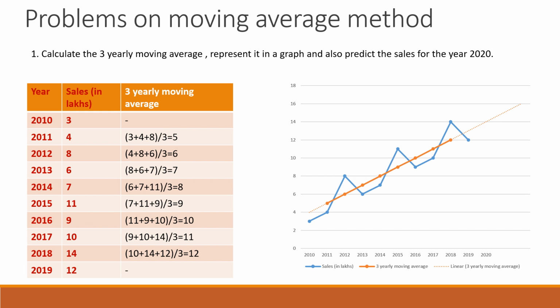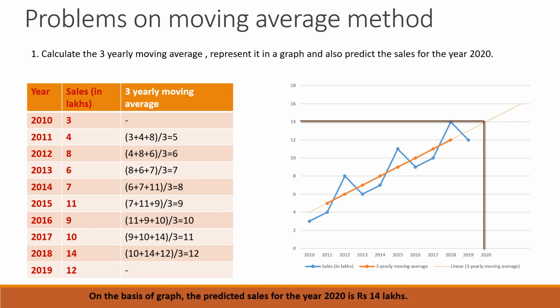It starts from 2011 and ends at 2018. As they asked to predict the value for the year 2020, we have to extend our trend line up to 2020. So by joining the horizontal and vertical lines, we can predict the value for 2020. So the value is, on the basis of the graph, the predicted sales for the year 2020 is rupees 14 lakhs. So by that, we can calculate the 3-yearly moving average and we can predict the value for the years.